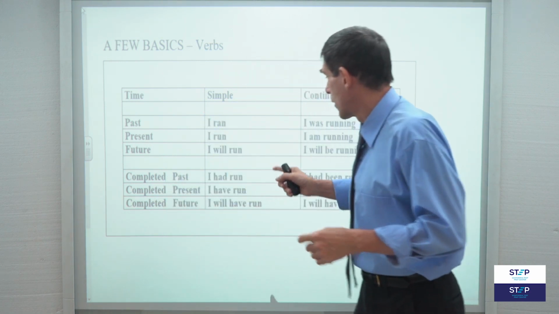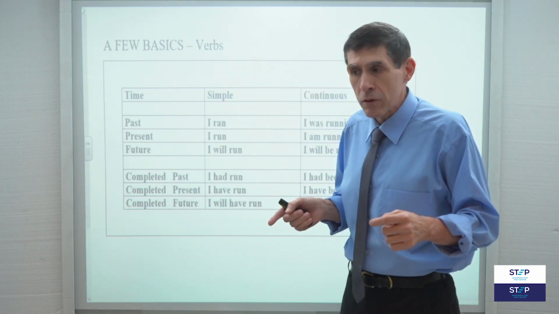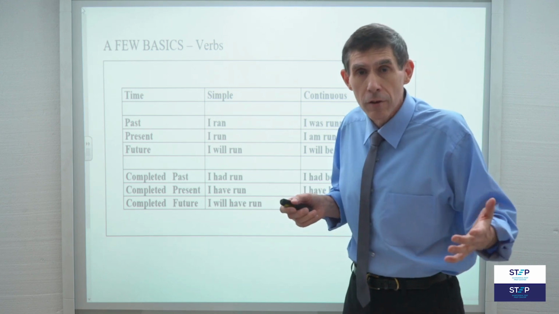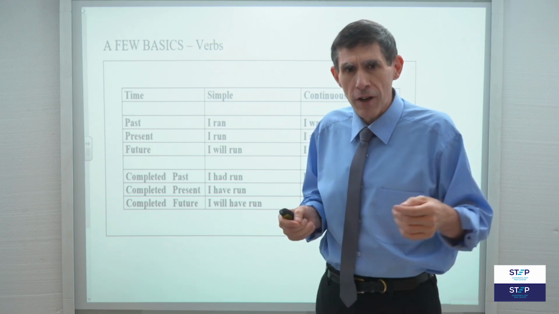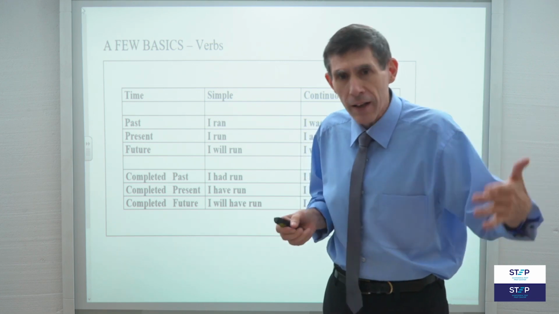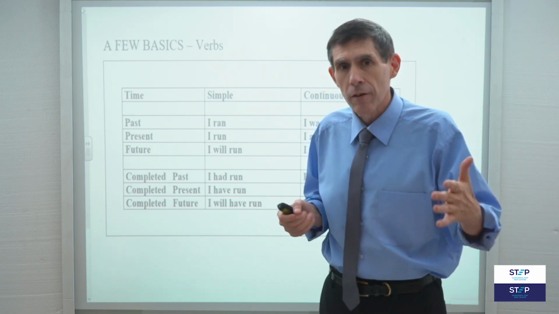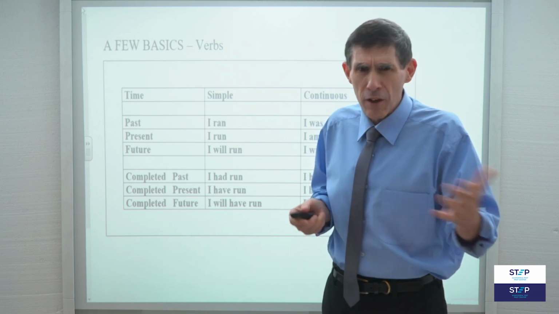It's often used. I will have run. That would be used often with projects, completion. It will have been done. The project will have been completed by August 16th, something like that. So we use it that way. It's a little rundown on the tenses.